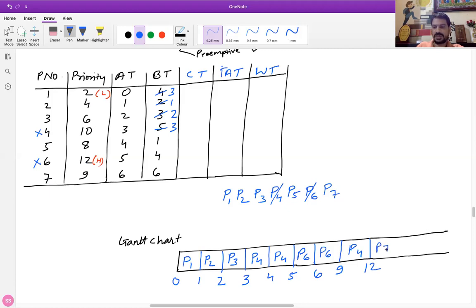P7 will come here and it will execute all its burst time, that is 6. So it will execute all 6 of its burst time, and at 18 it will be done. Now among the rest, P5 has the highest priority, that is 8, and the burst time is 1. So P5 will come into the CPU, execute 1 burst time, and at 19 it will finish.